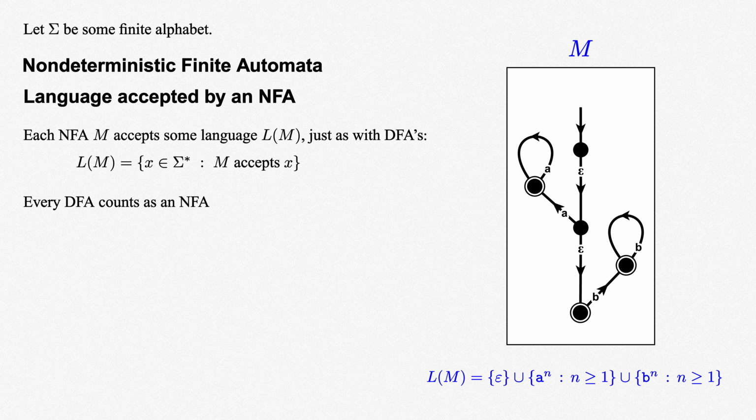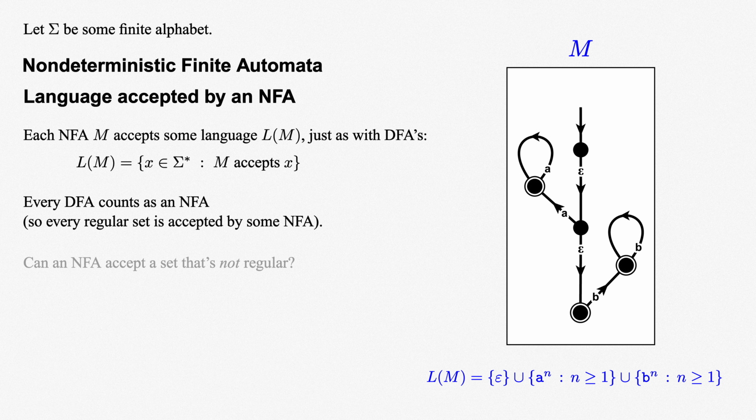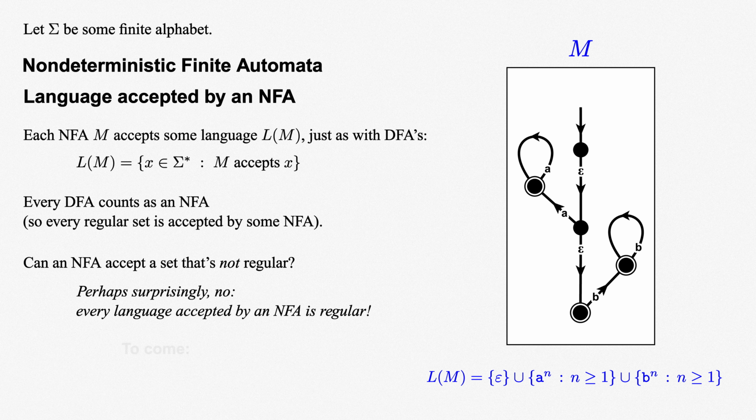Now, every DFA counts as an NFA as well, so it should be clear that any language accepted by a DFA, that is any regular set, is also accepted by some NFA. But NFAs seem to allow us to do more complicated computations. So the natural question is, can an NFA accept some non-regular set, which by definition no DFA could? We'll see that the answer is, perhaps surprisingly, no. We'll prove this by showing that for any given non-deterministic finite automaton, we can construct a deterministic finite automaton accepting the very same set.